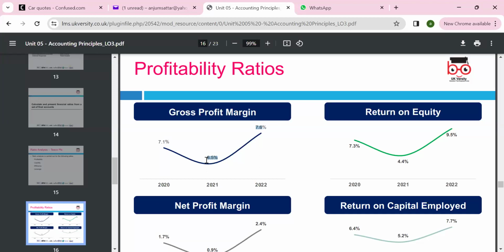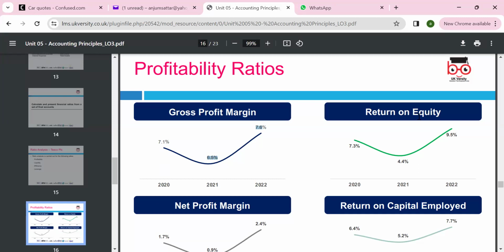Does it make sense? Yes, we can say the company performed better in that year because the ratio has increased or improved. But between 2020 and 2021, the ratio decreased, which is not a good sign for the business.